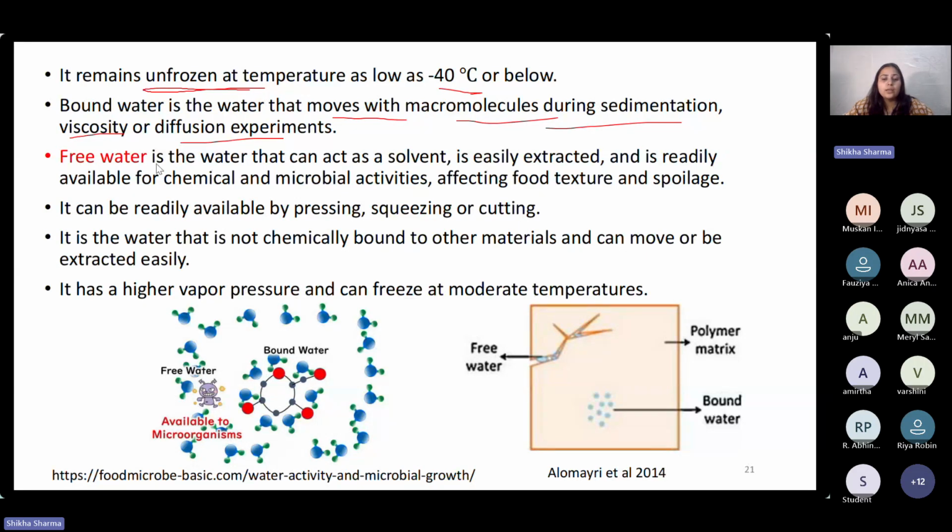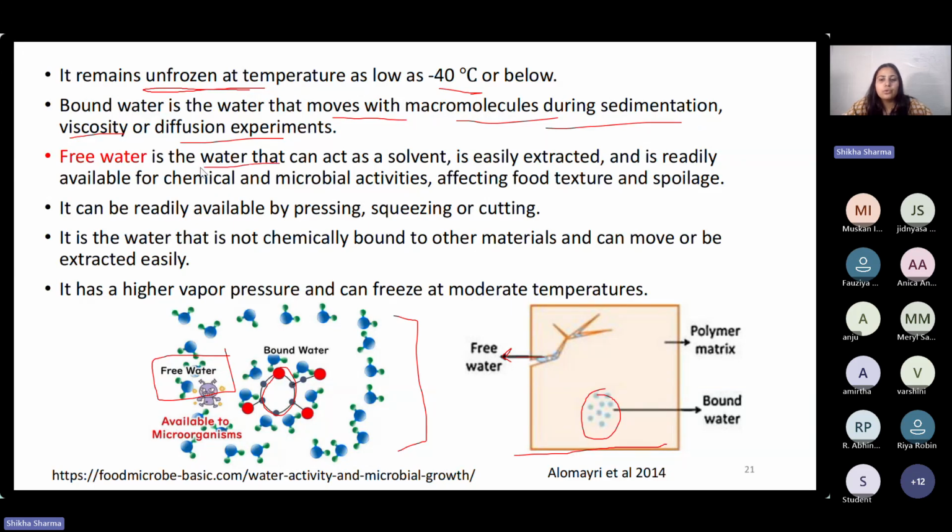It is very strongly bound. If we see this diagram, bound water is in close proximity with the solute, and the free water is available for the microorganisms because it is away from the solute. In this diagram, the free water is the one which is available here, and the bound water is with the food product.